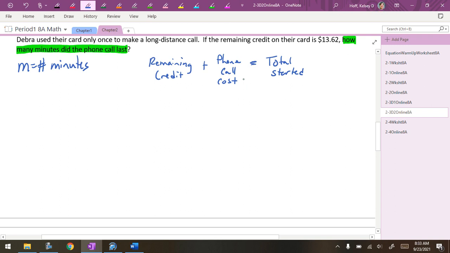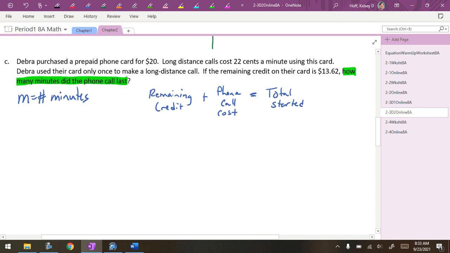Can anybody tell me any of those three pieces: what the remaining credit was, what the phone call cost, or what the total we started with? Look back in your problem. Read through this problem again. Can anybody fill in any of those blanks? Liana? Perfect. The remaining credit is $13.62. Make sure you don't lose your decimal point. So Ms. Hoff kind of exaggerates that decimal point in there.